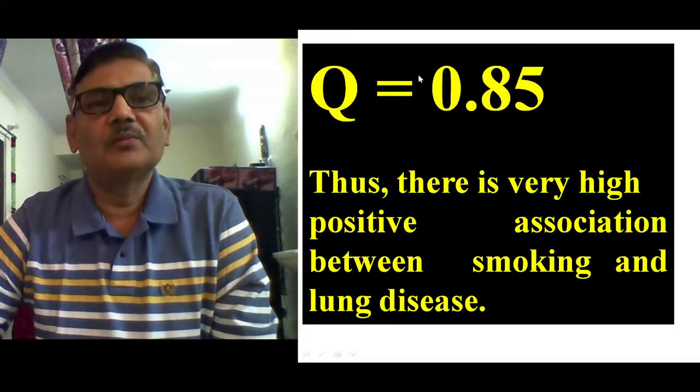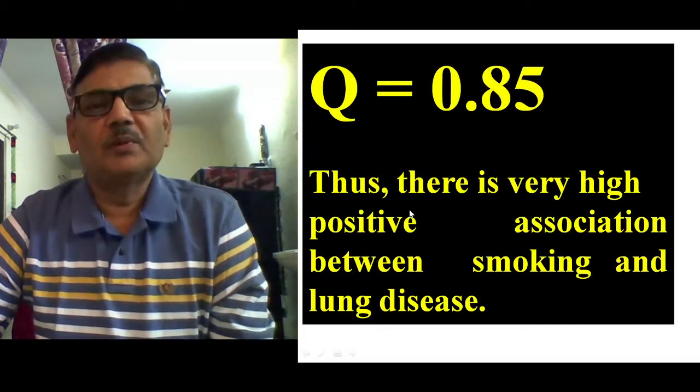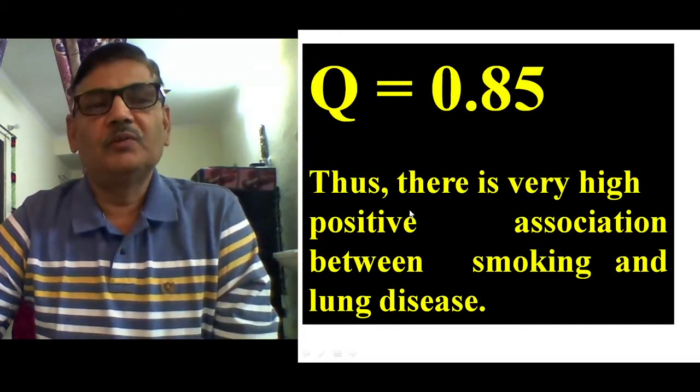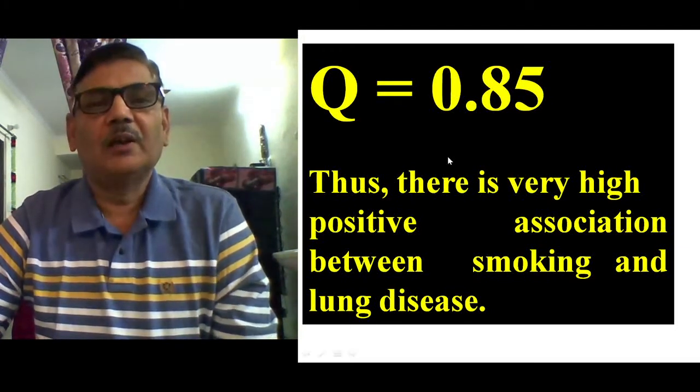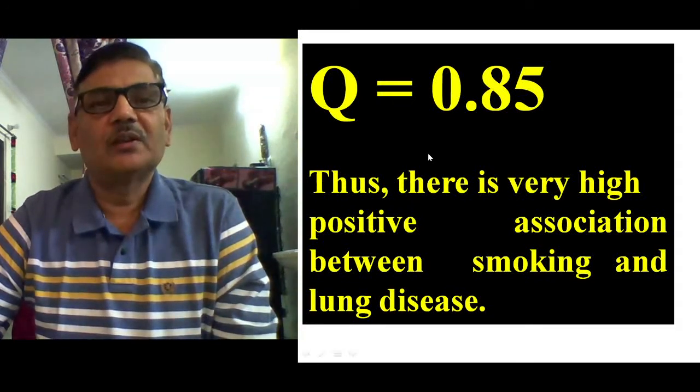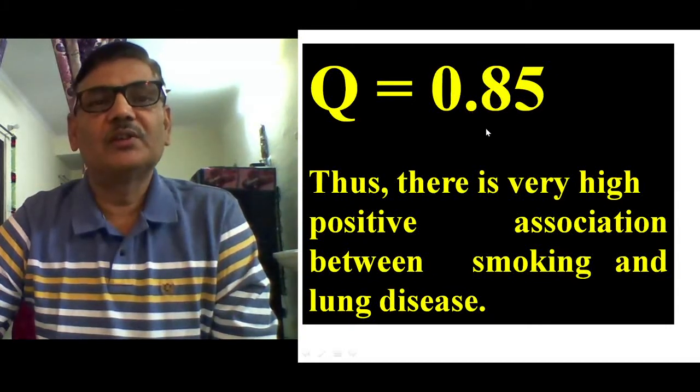Since this value comes in positive or plus, so there is positive association between these two attributes, that is smoking and lung disease. So this way we can have the idea whether two events are positively associated. So the nature of association could be known, and also the level of association here. Since the value comes 0.85, this association is really very high.